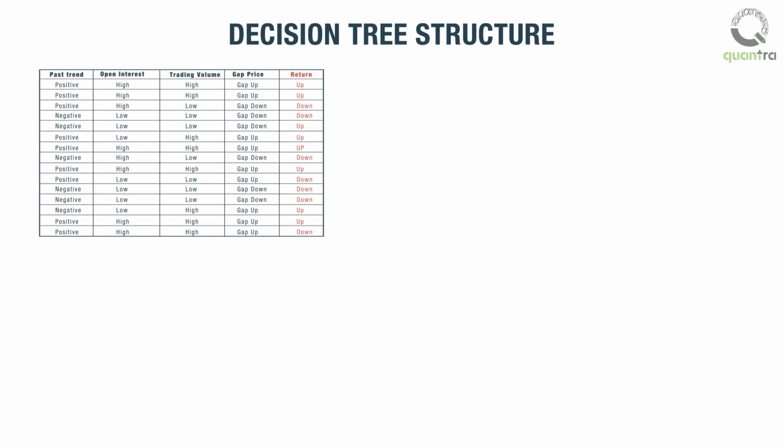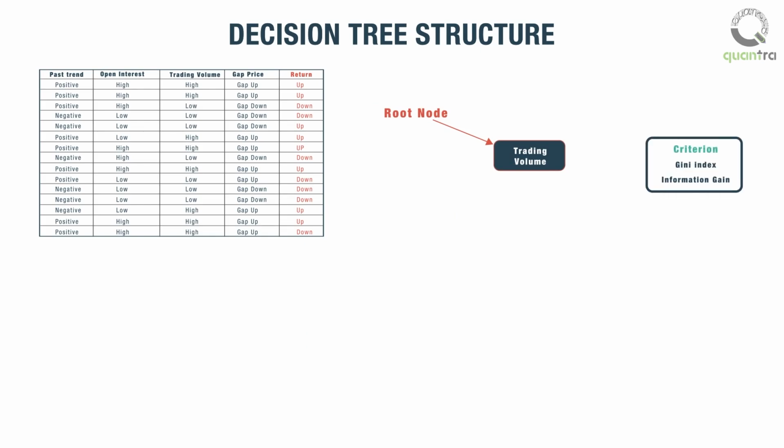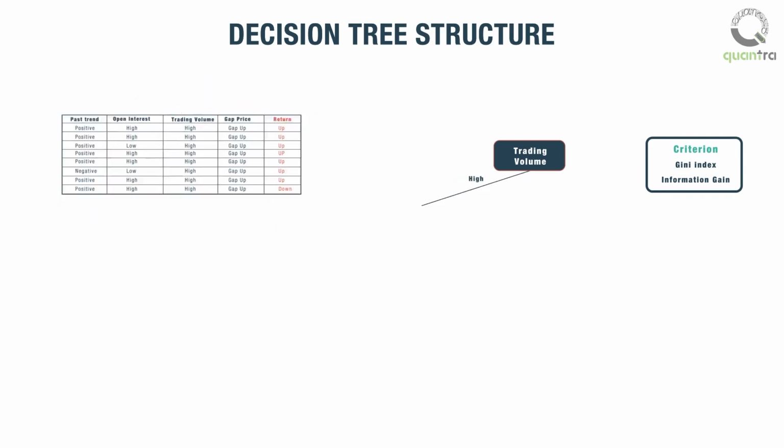In this example, trading volume is the root node, which gets selected from all the available predictors based on a criterion like Gini index or information gain. When trading volume is high, the dataset before the split takes place would look as shown here.